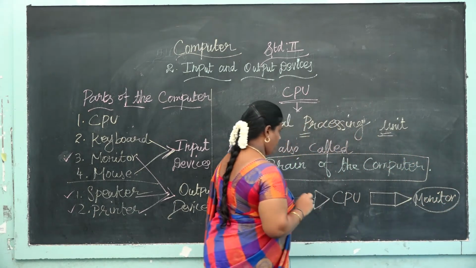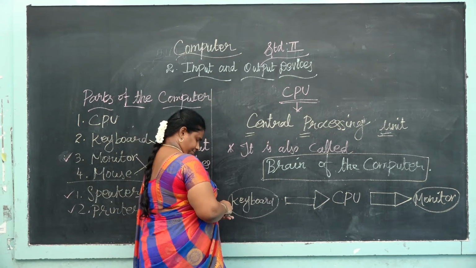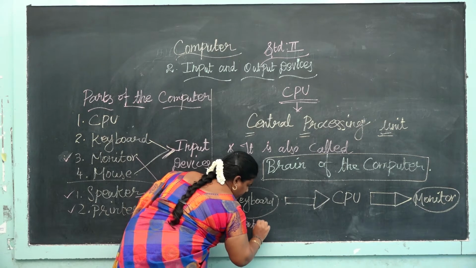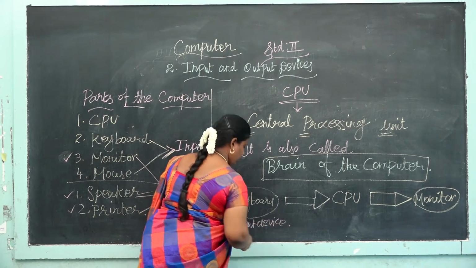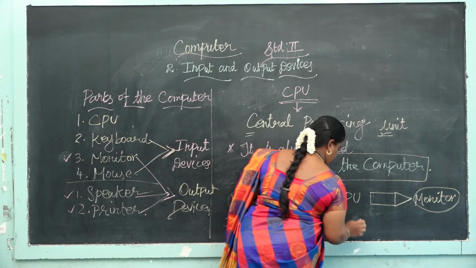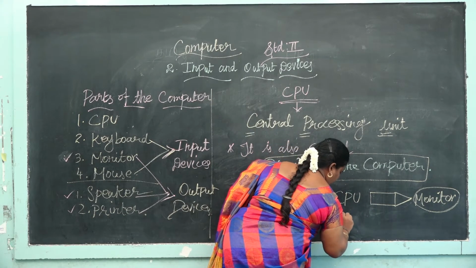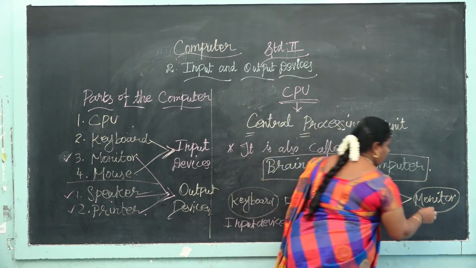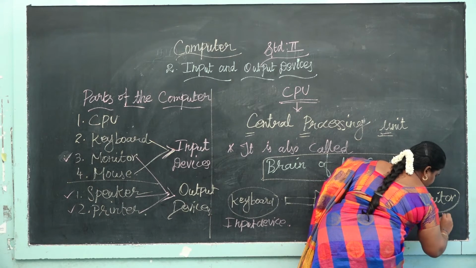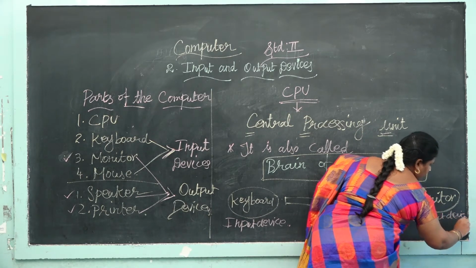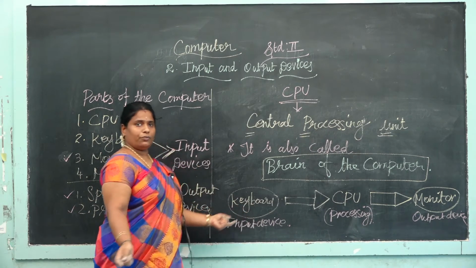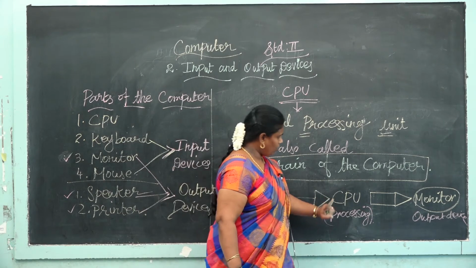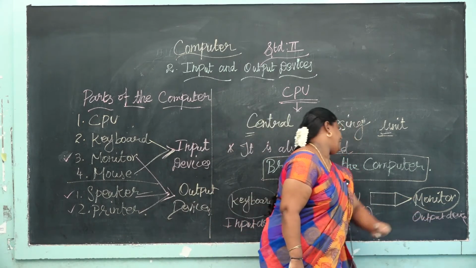Okay, listen carefully, ma. First one, keyboard is an input device. Then this is CPU. This CPU means processing area. Then monitor means output device. Are you all clear, ma? All of you listen carefully. First one, keyboard, input device. Then CPU, processing area. Then output device, monitor. Okay.